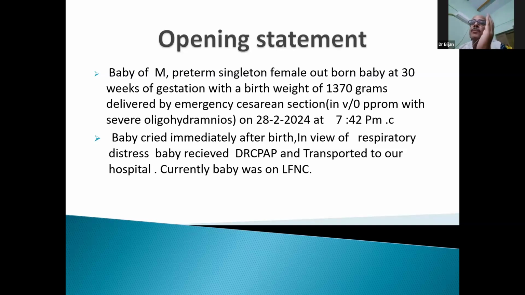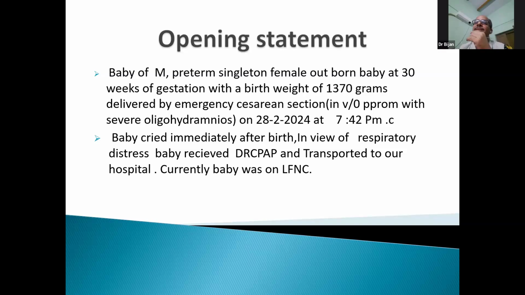About the Pmax, how much Pmax should we keep? You are keeping the baby on volume guarantee ventilation. 20 to 25. Why? Why 20 to 25? Beyond that pressure, there can be barotrauma or volutrauma.